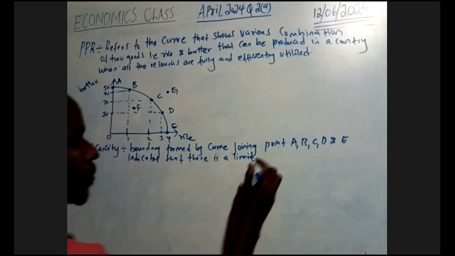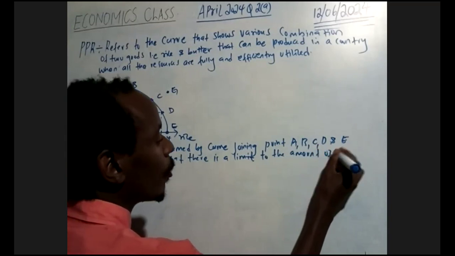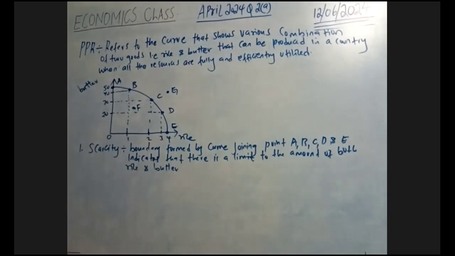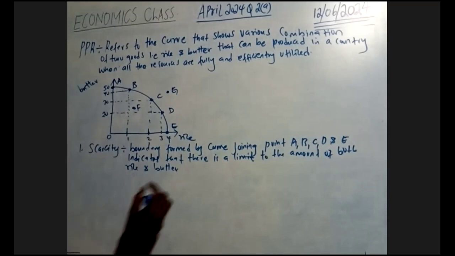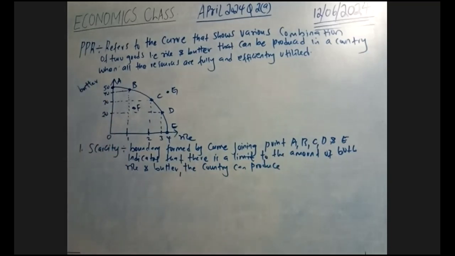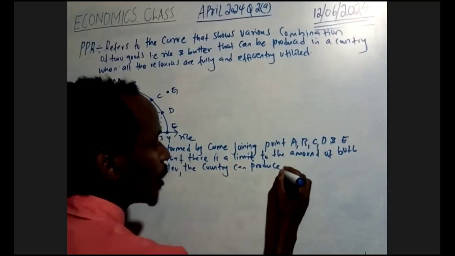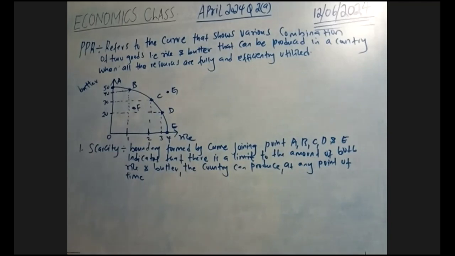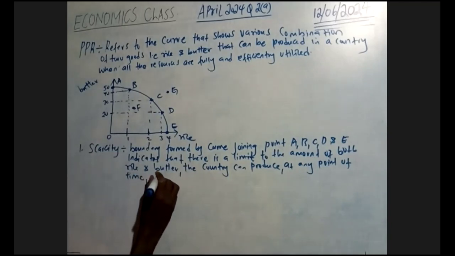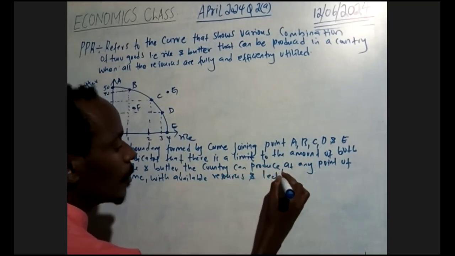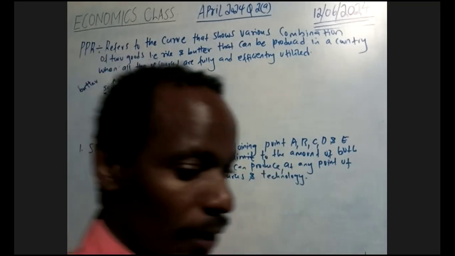The amount of both rice and butter the country can produce at any point of time with available resources and technology. That one is number 1.